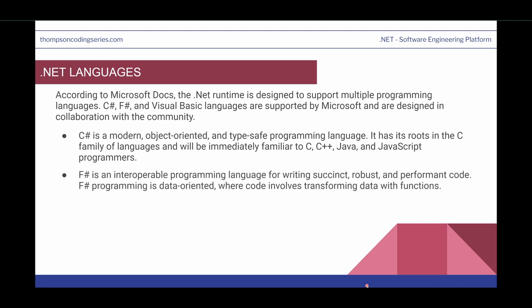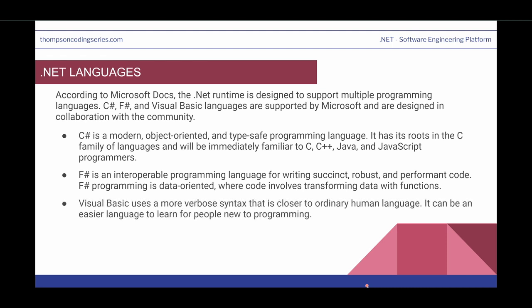And F# is an interoperable language for writing succinct, robust and performant code. F# programming is data-oriented, where code involves transforming data with functions. Visual Basic uses a more verbose syntax that's closer to ordinary human language. It can be easy to understand and to learn for people new to programming.